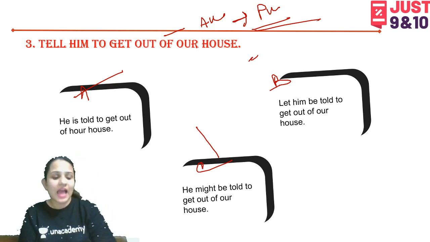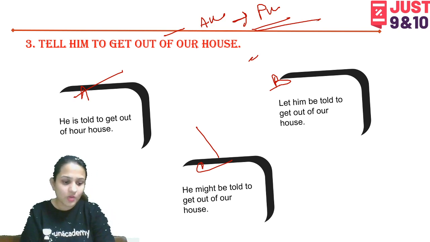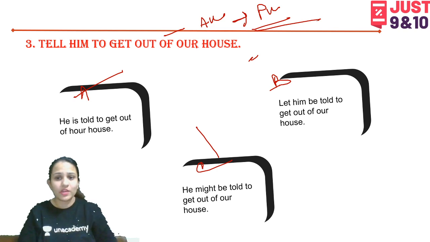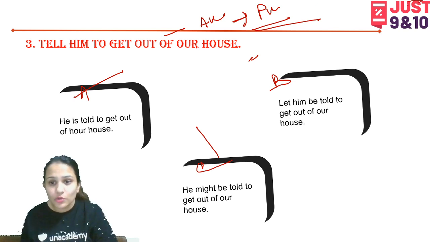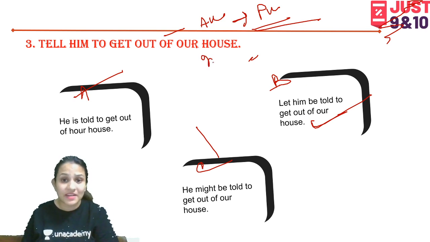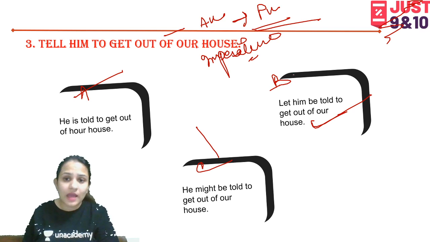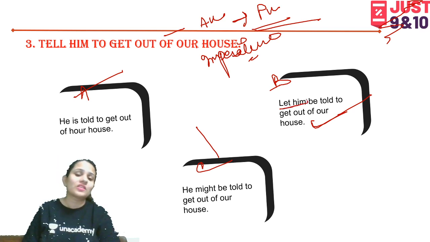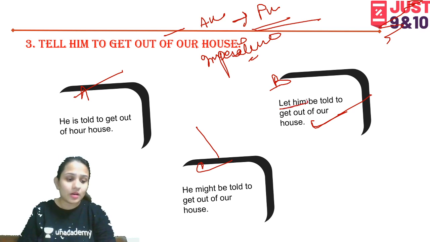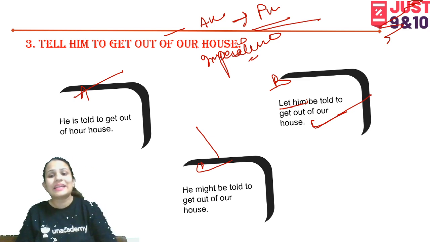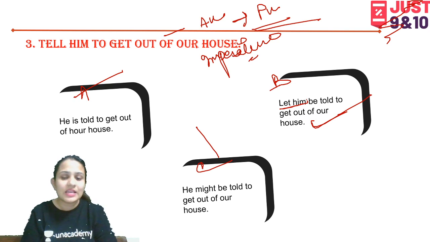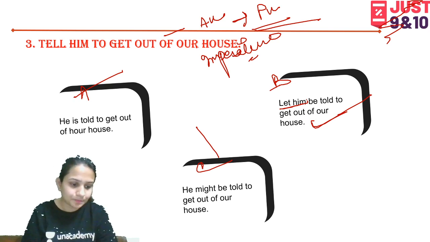So this question is in active voice. Tell him to get out of our house, and you have to convert it into passive voice. So it would be, let him be told to get out of our house, because this is an imperative statement, and you are giving him an order, and we use let when you're giving an order. So it would be, let him be told to get out of our house. B is the correct answer.